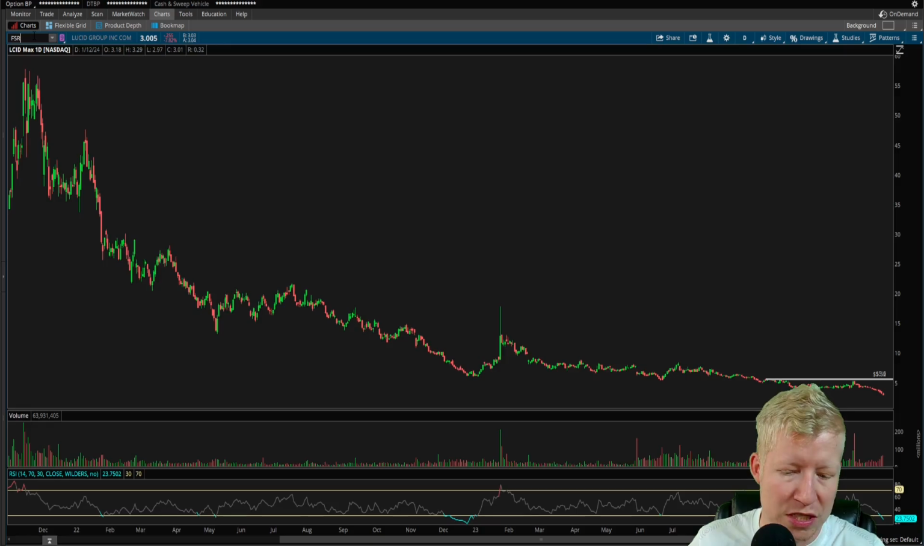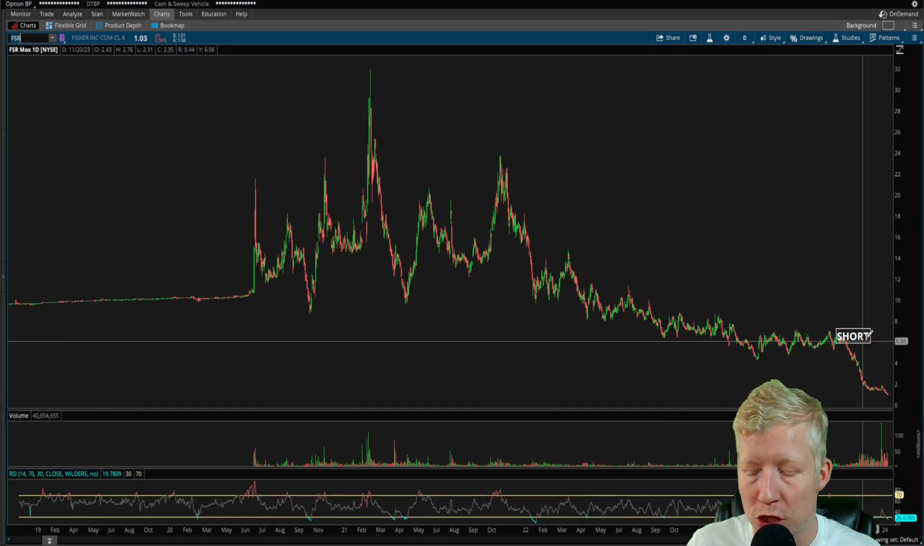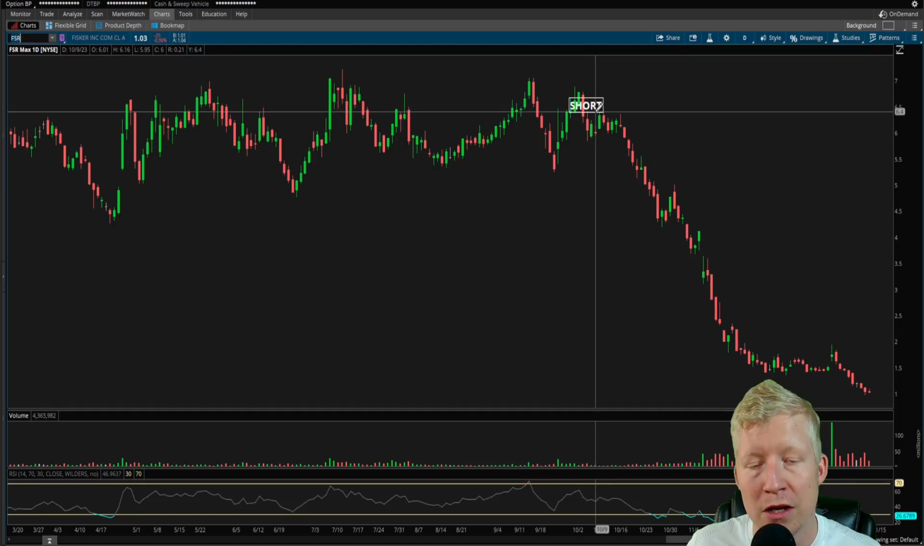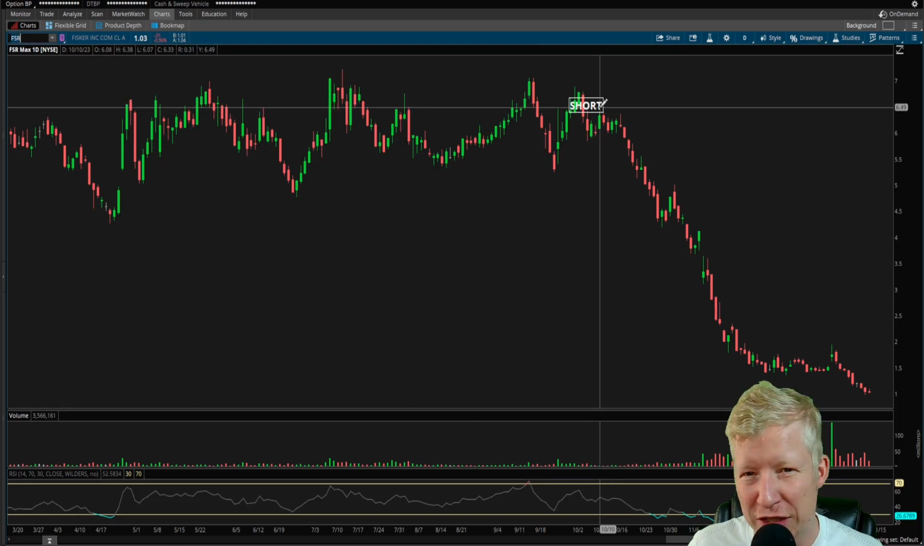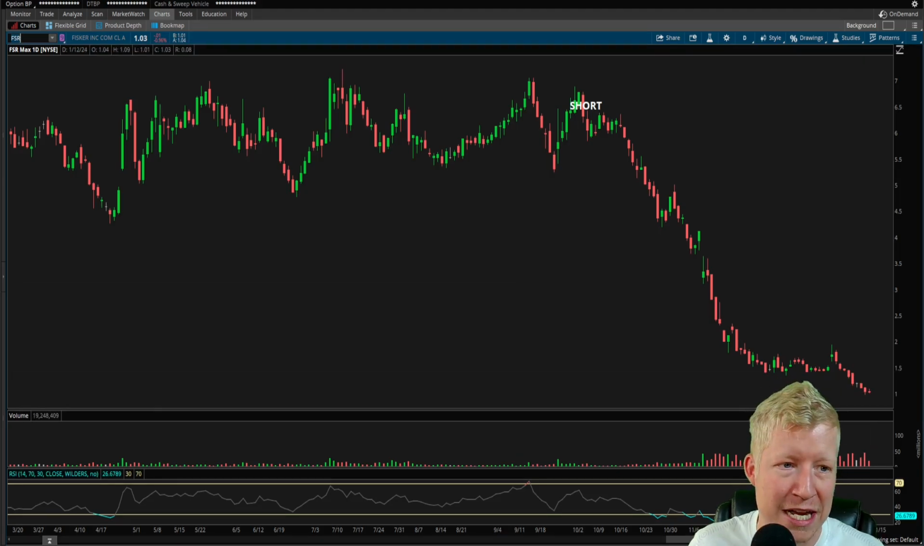So Lucid, Fisker also really beat down. I actually have a really nice short call on this stock from when it was up here. You had to take me at my word that I called that in real time, but I did. It is down way low, RSI at 26.